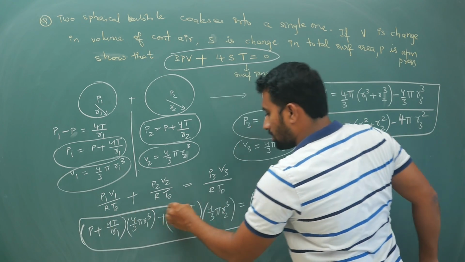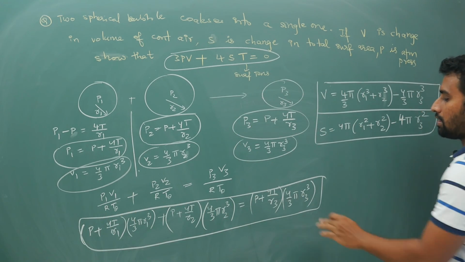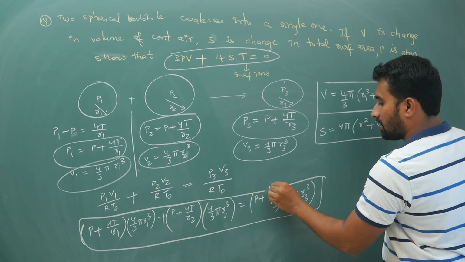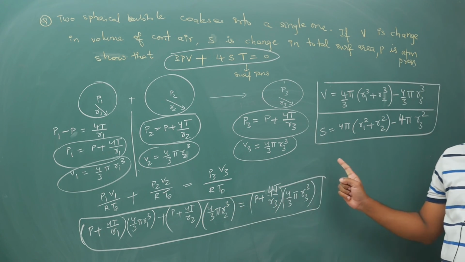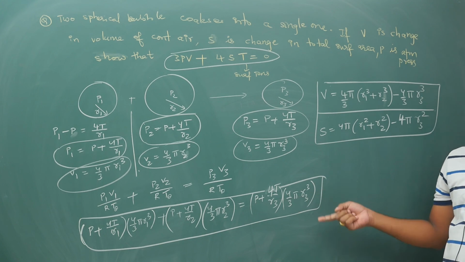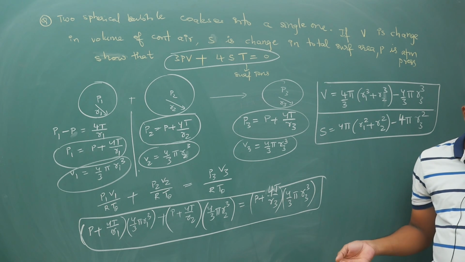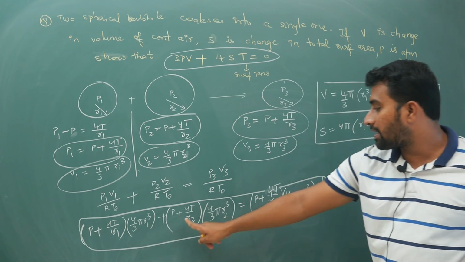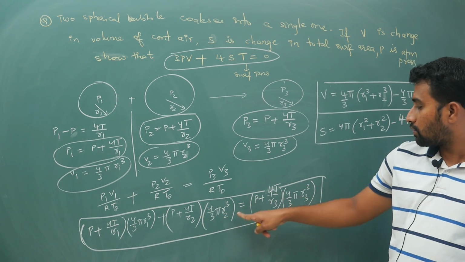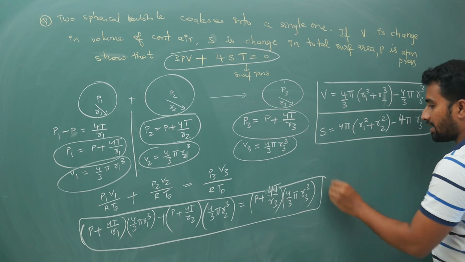Okay, now simplify this and rearrange it. How to do that we will see now. Don't worry. So rearrange the terms: P times 4 by 3 pi R1 cube, P times 4 by 3 pi R2 cube, P times this thing. You can rearrange.